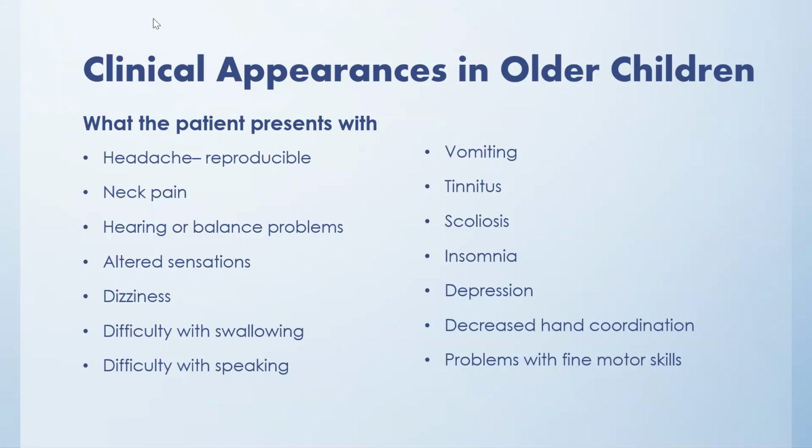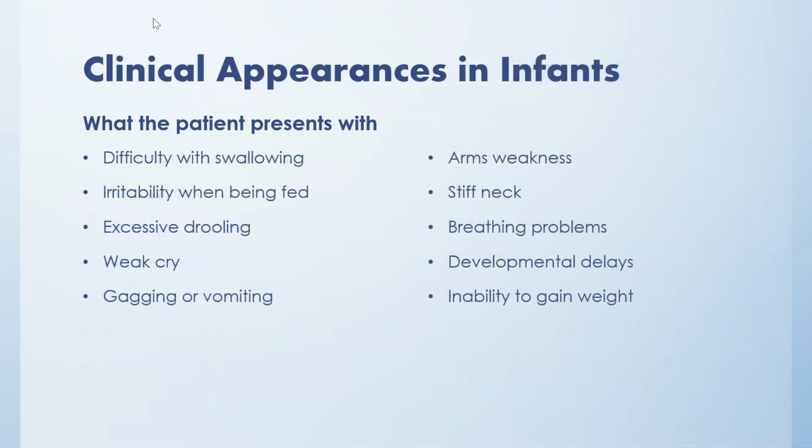As these symptoms are present in older children, adolescents, and adults, we also need to discuss the clinical appearance in infants. Infants with a Chiari malformation may have difficulty swallowing, irritability when being fed, excessive drooling, a weak cry, gagging or vomiting, arm weakness, a stiff neck, breathing problems, developmental delays, and an inability to gain weight.